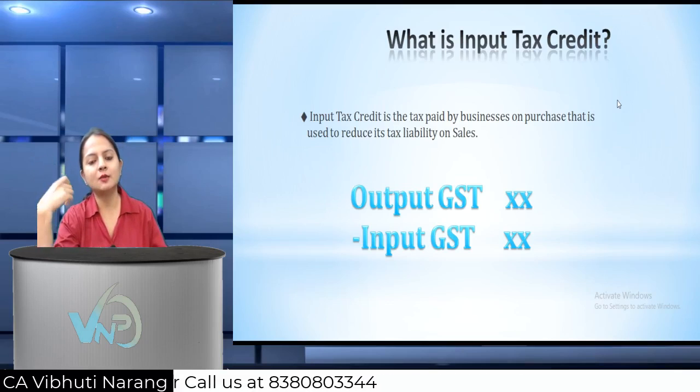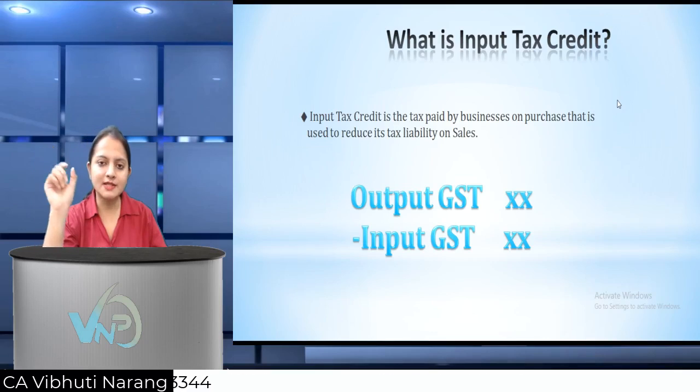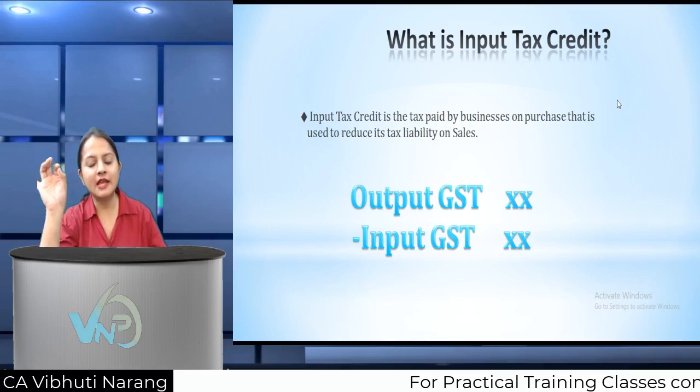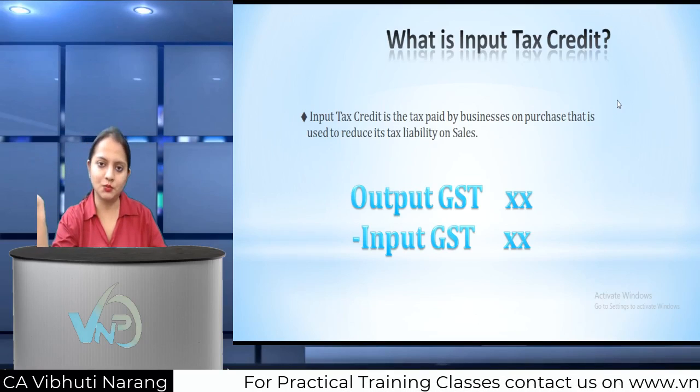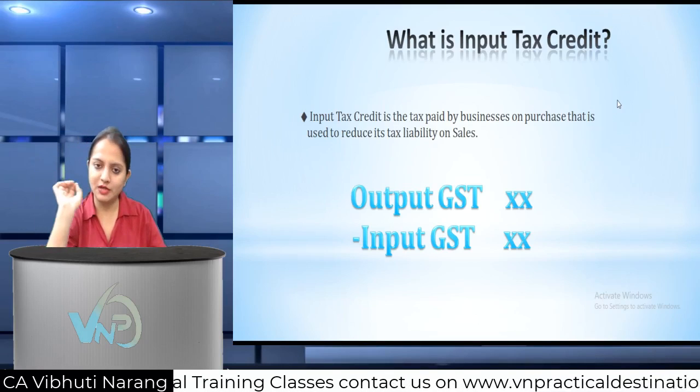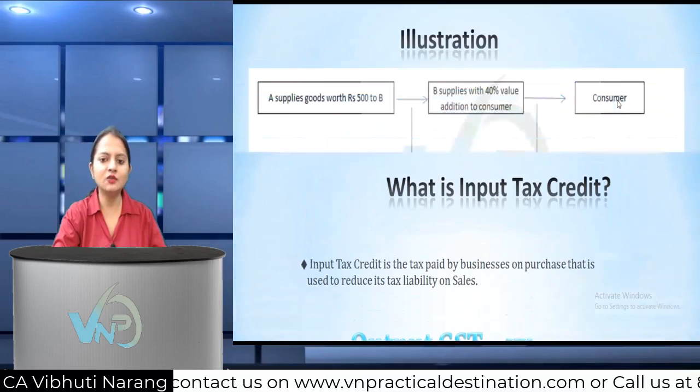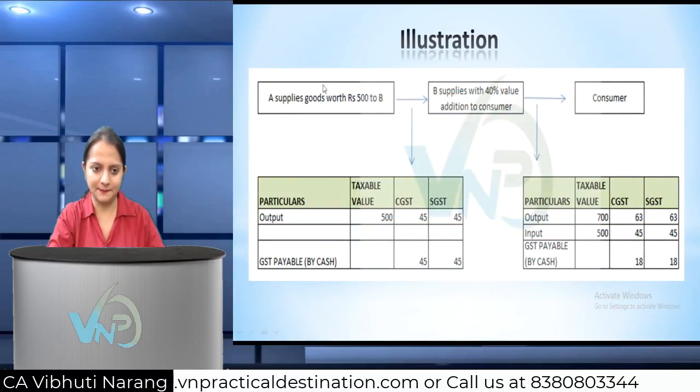See, we can get input on all our purchases, but sometimes on some services the input is blocked. So the eligible ITC, which helps us to offset our output GST, is known as input tax credit. Now we need to understand this through an example.